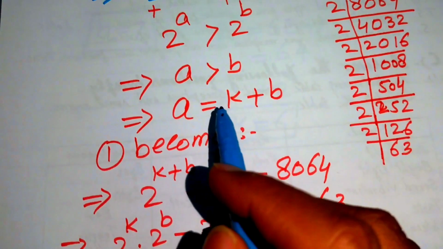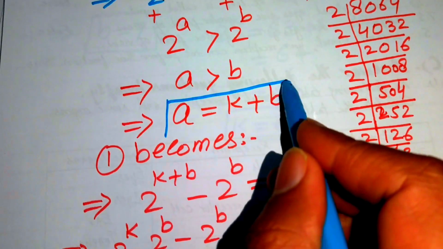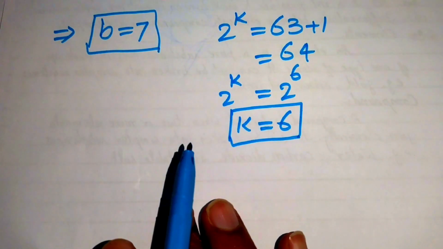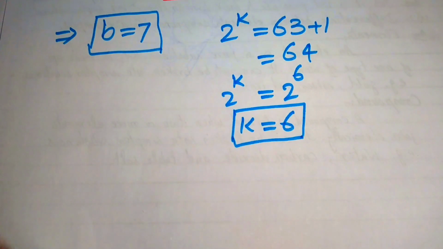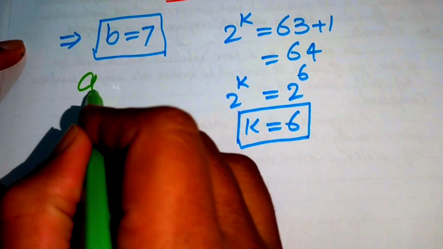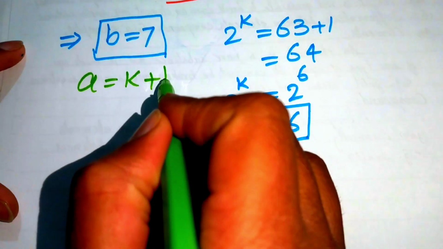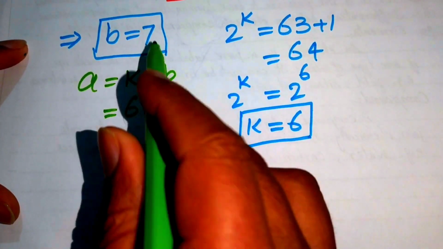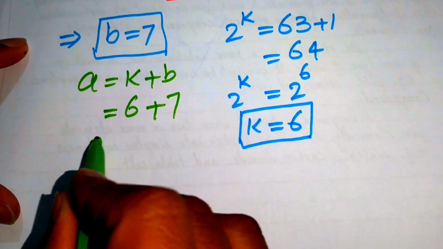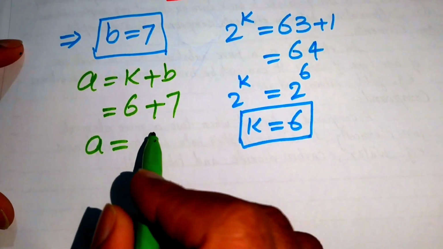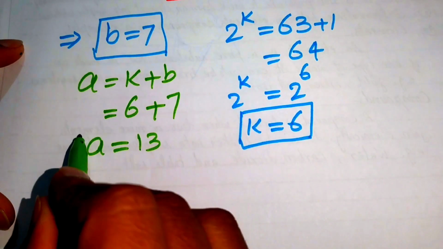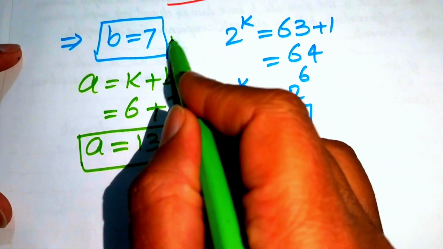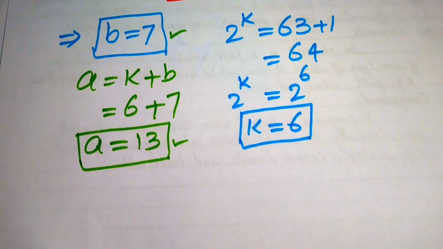So here we write a equals k plus b. So now we put the values in k plus b. So here first I write a equals k plus b and we have the value of k as 6 and the value of b is 7. So we get the value of a equals 6 plus 7 is 13. So this is the value of a and this is the value of b. So this is our final answer.